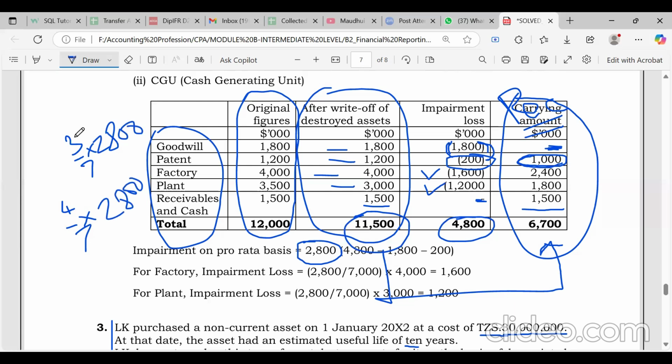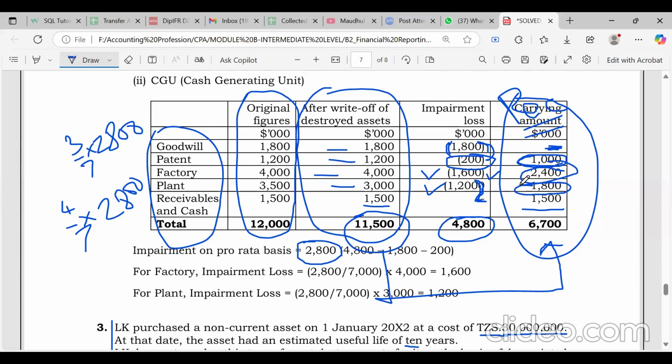To do it here, you would get this figure, 1,600, and here you get 1,200. This is a bracket, it should be 1,200. So after having done that, you would have obtained your impairment losses, and so you can deduct to get your final figure here. 4,000 minus 1,600, you get 2,400, and 3,000 minus 1,200, you get this figure here. So you would have done your allocation.